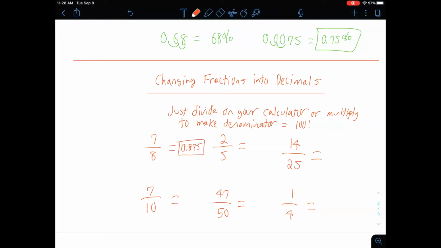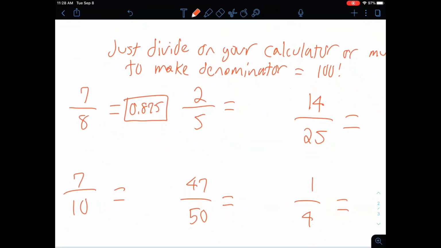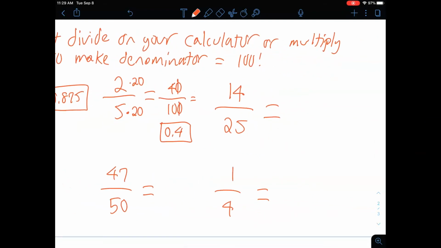And a shortcut, if you have something like 5 or 25 or 10 or 50 or 4, you can just multiply top and bottom to get to 100. So 5 times what is 100? It's going to be 20. Times 20, it's going to be 40 over 100. That's 4/10. So it's going to be 0.4, because you can cancel one of these zeros. 4/10. Okay. 14 over 25.